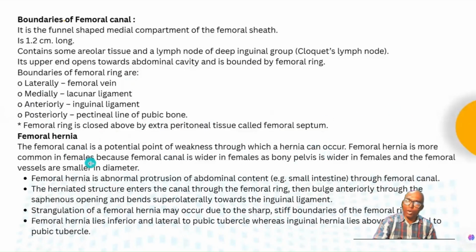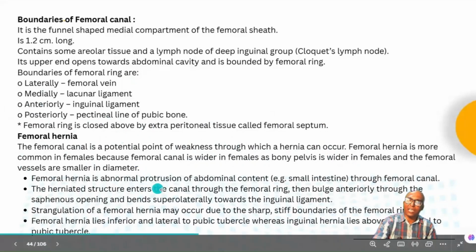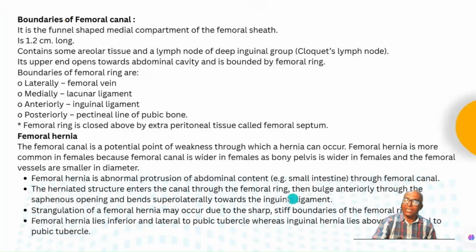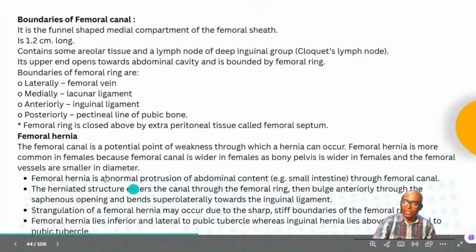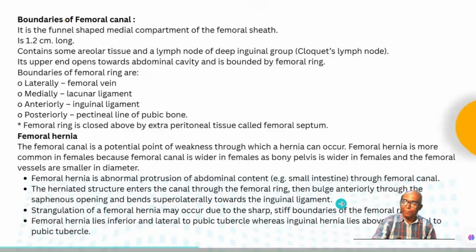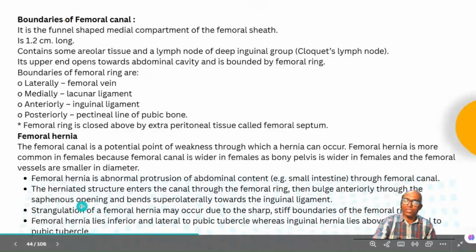Femoral hernia is more common in females because the femoral canal is wider in females, as the bony pelvis is wider in females and the femoral vessels are smaller in diameter. Femoral hernia is an abnormal protrusion of the abdominal contents, that is the small intestine, through the femoral canal, that is the medial compartment of the femoral sheath. The herniated structure enters the canal through the femoral ring, then bulges anteriorly through the saphenous opening and bends superolaterally towards the inguinal ligament.